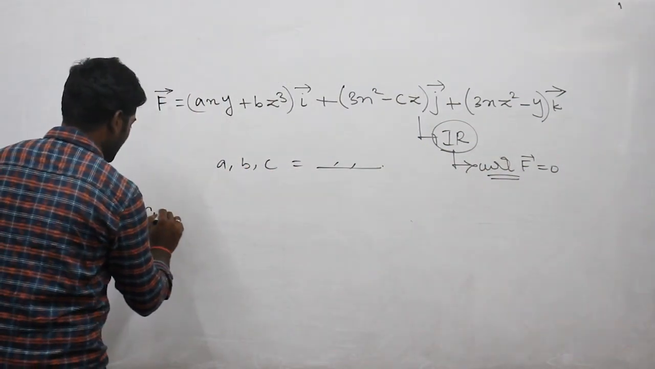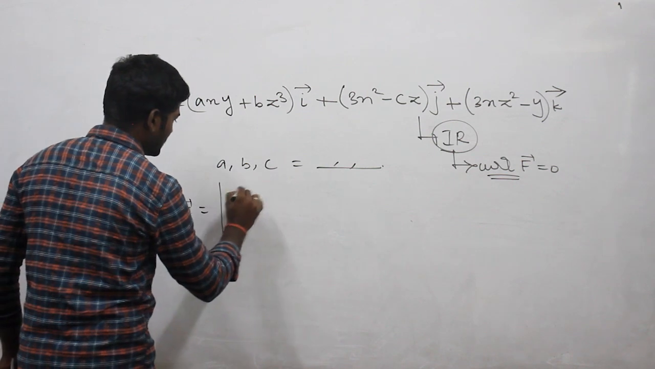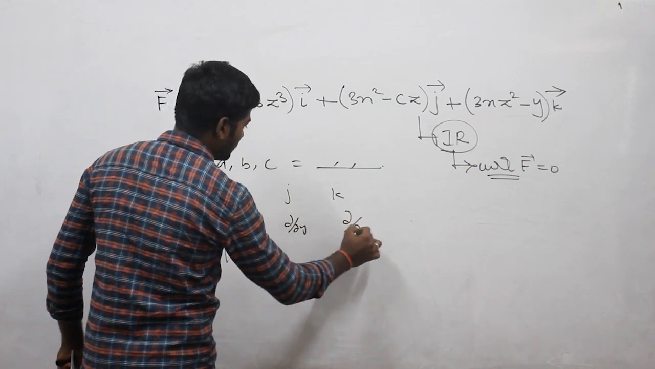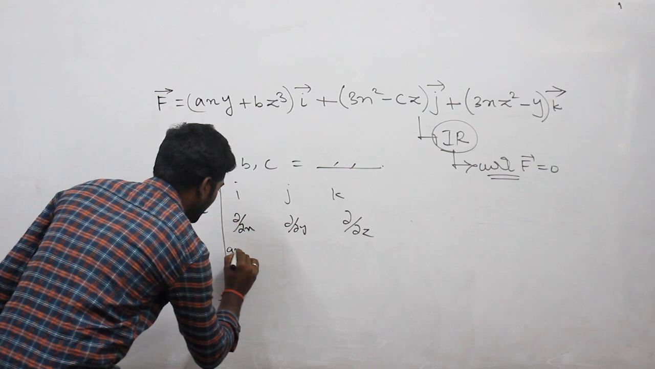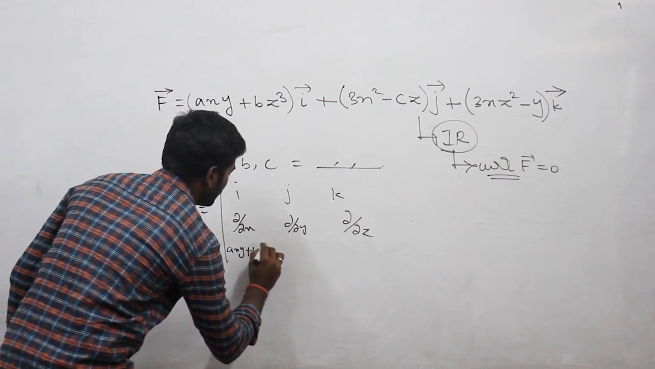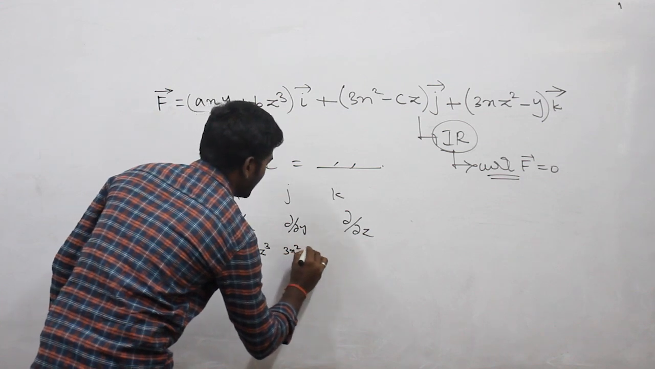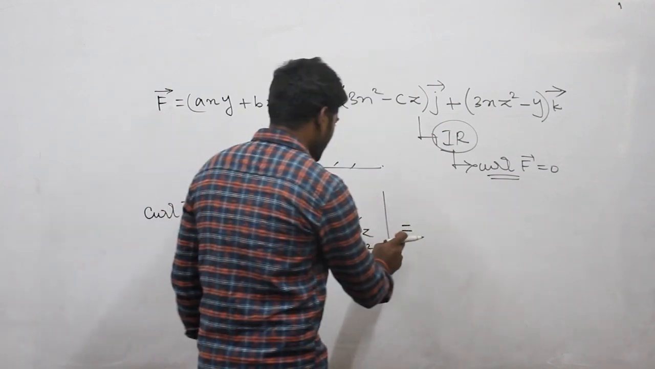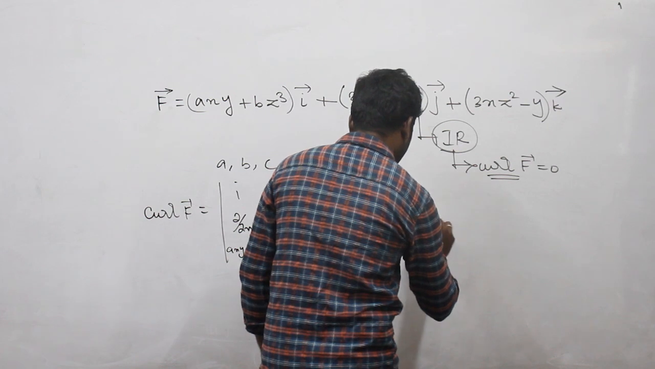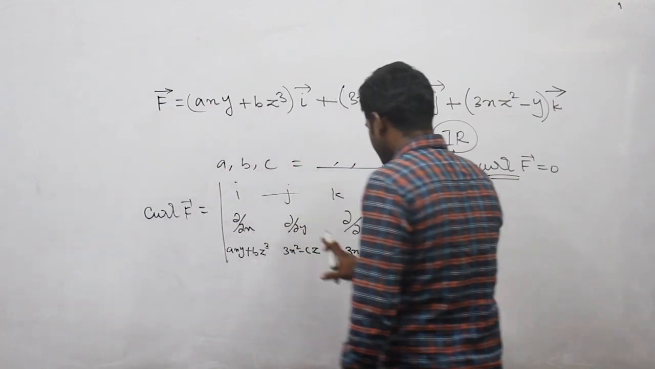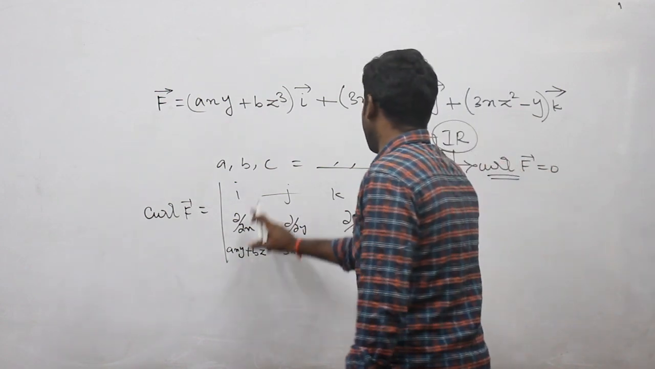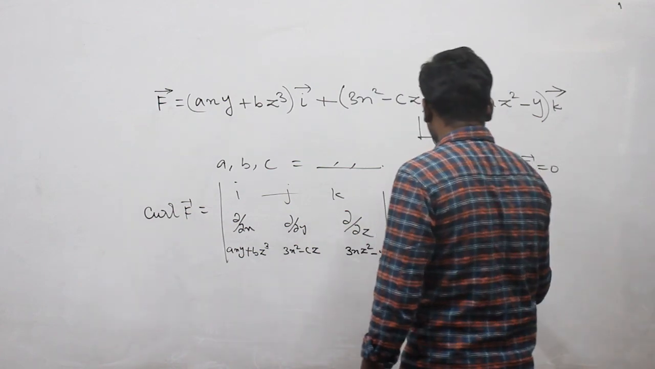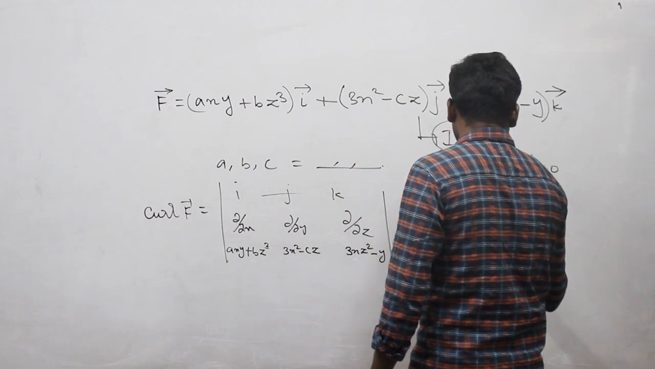How do we find the curl of the vector? Curl of F vector equals the determinant with i, j, k; del by del x, del by del y, del by del z; and the components axy plus bz cubed, 3x squared minus cz, 3xz squared minus y. So the curl of F vector is i vector into: differentiate with respect to y, that gives minus 1, and differentiate with respect to z, that gives minus of minus, plus c. Then minus j vector.